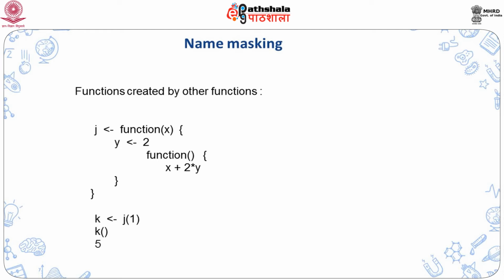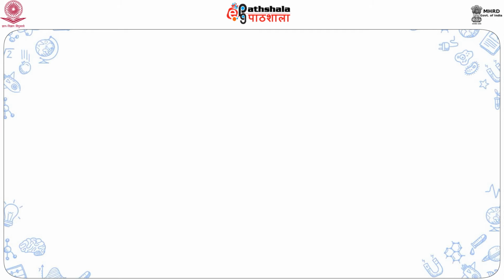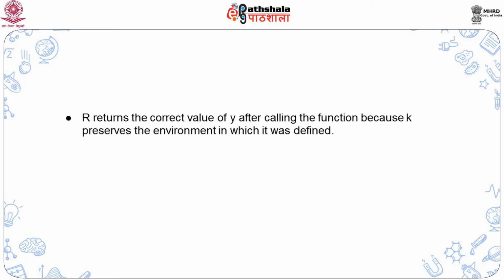It seems a little bit magical, doesn't it? So, how does R know what the value of y is after the function has been called? It works because k preserves the environment in which it was defined. The environment includes the value of y, as we can see from this example. So it's a bit clear now how R checks all the values from the environment where it is created, from the global environment, and all these kinds of things. So things are getting clear by now.